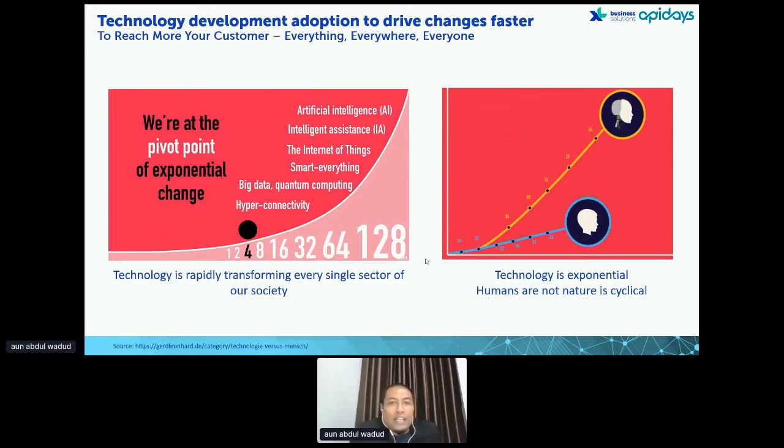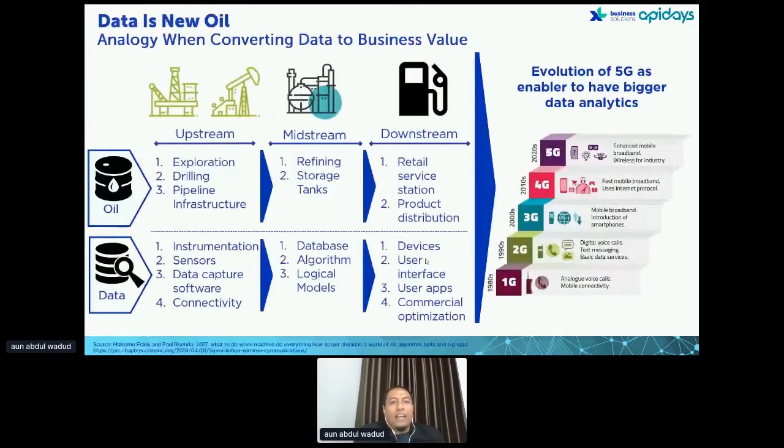And this is a sample of a traditional oil company. They are actually doing the same thing as us, but for data. For the first one, they take the crude oil from the left side, through exploration, drilling, and pipeline infrastructure, and then they go to the midstream, which is refining and storage tanks, and downstream, which means the retail service or retail product, for example, gasoline, kerosene, oil, and everything, right?